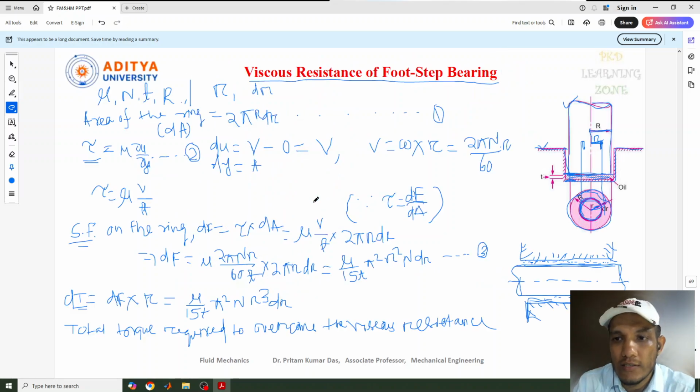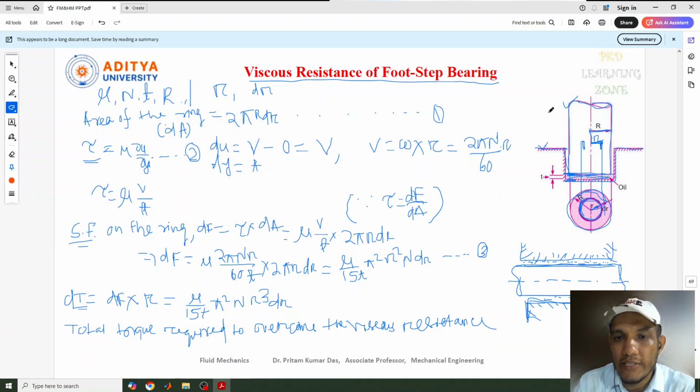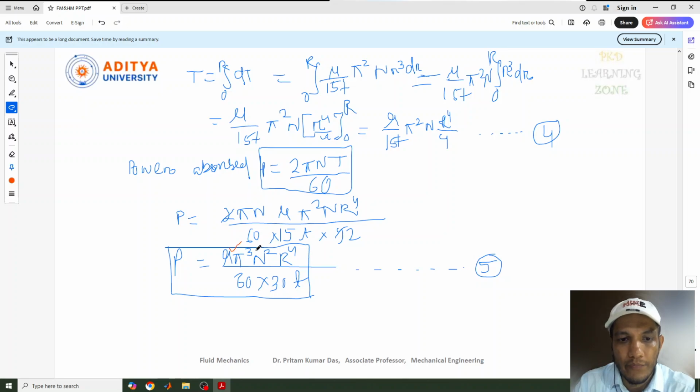Okay, let's go back to the starting one. Let me highlight the points we have discussed here. While calculating the viscous resistance of this footstep bearing, these are the parameters we have considered: the viscosity of the oil film used here, the rotation of the shaft, the thickness between the shaft and the bearing, and the radius of the shaft. This is the shaft position, and this is the bearing position. So these are the parameters involved, and finally we got mu, n, r, and t. The pi value came as usual because we took the area part.